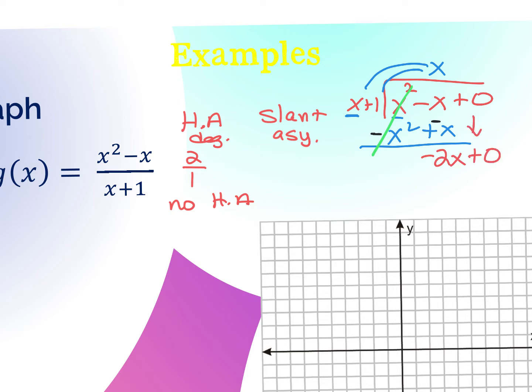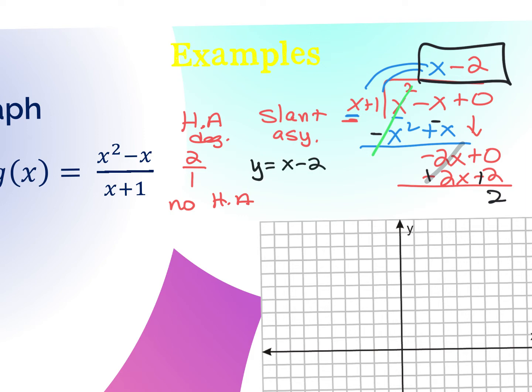And now I need to figure out what I need to multiply x by to make it negative 2x. And I need to multiply it by negative 2. I'm going to multiply. I'm going to flip the signs to opposite. This is gone. And now 0 plus 2 is 2. Now, when I'm doing the long division to get my slant asymptote equation, I don't care about the remainder. All I'm going to keep is what I got when I divided on the top. So my slant asymptote equation is y equals x minus 2. This is a linear equation. I'm going to be graphing this on my graph.